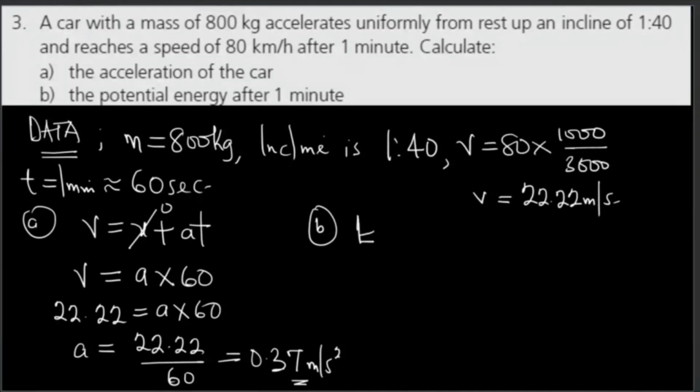Now we know that potential energy is equal to what? mgh. I'm going to solve that on another page. When I'm done, then I'll go back. The potential energy formula is mass times gravity times height. So we are to determine the potential energy after 1 minute.